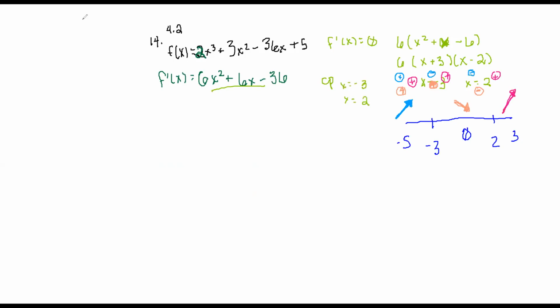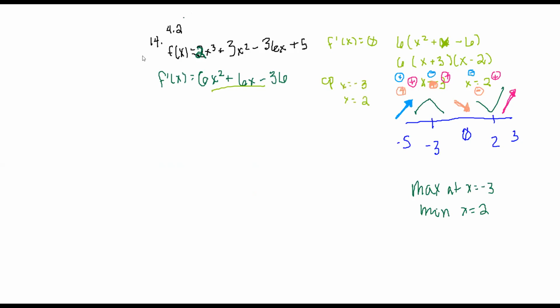So I have a max and I have a min. I have a max at x is equal to negative 3, and I have a min at x is equal to 2. Right? Yeah, so this goes down. Okay. Next we're going to find our inflection points, and then we're going to be done with this problem.